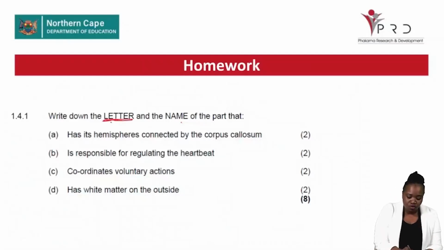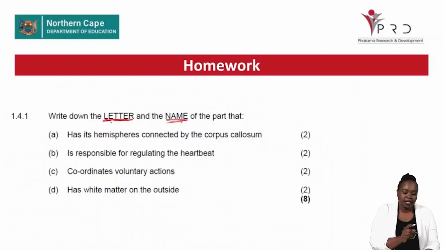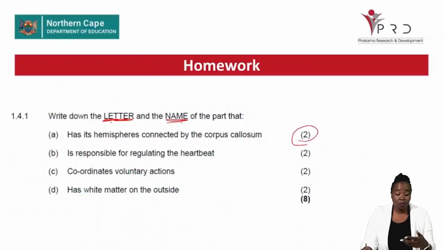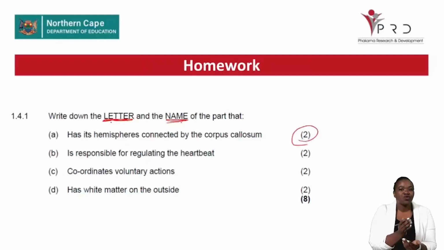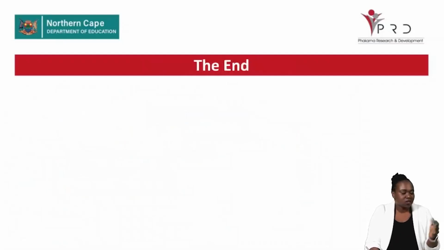Also, make sure that you give both the name and the letter to make sure that you get 2 marks. Because if you only give the name, you will get 1 mark. If you only give the letter, you would also get 1 mark. So make sure that you answer the questions as they are asked so that you can get all of the marks. All right, so there we have it. Just go and complete that homework, and we will discuss it in the next lesson.